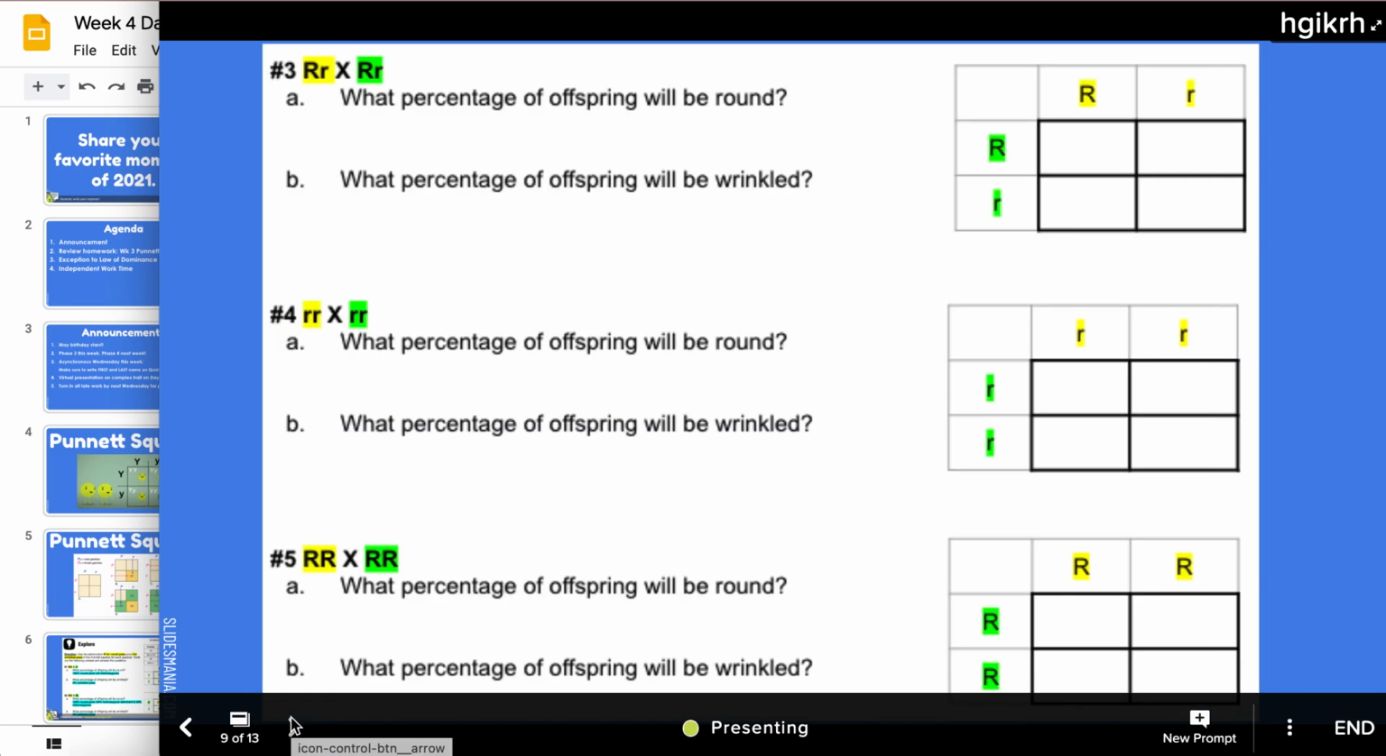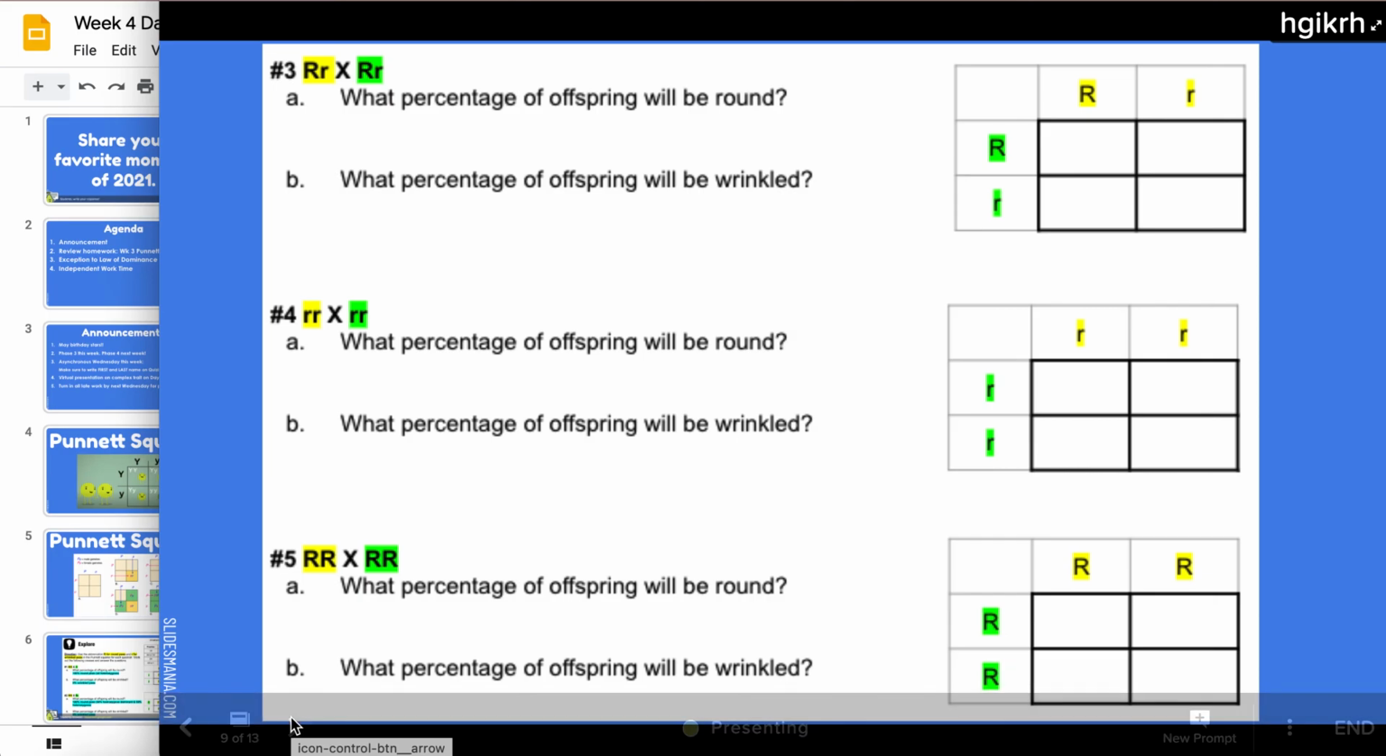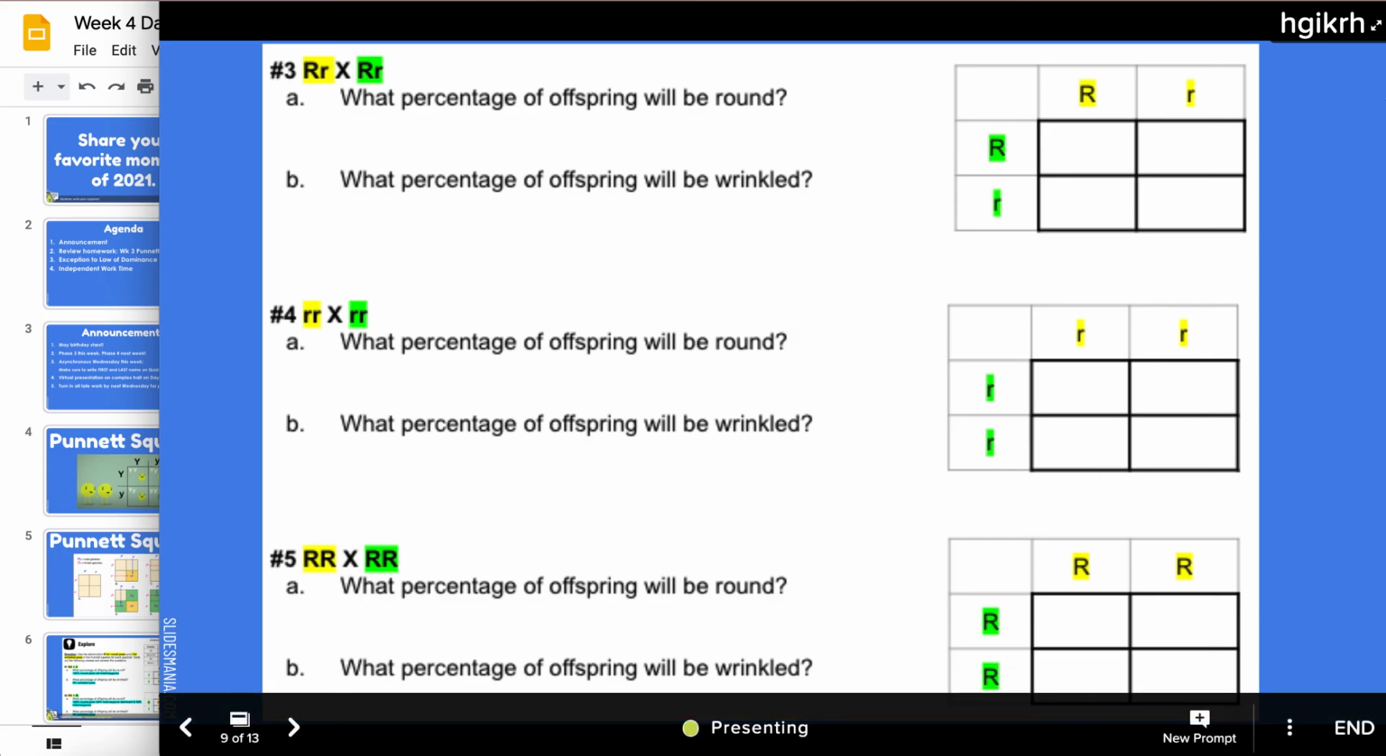Let's go on to the next one. Number 3, 4, and 5. I started the Punnett Square for you. We have parent 1 on the top and parent 2 on the side. Again, parent 1 on the top, and parent 2 on the side. Give it a try. How would the Punnett Square look inside?